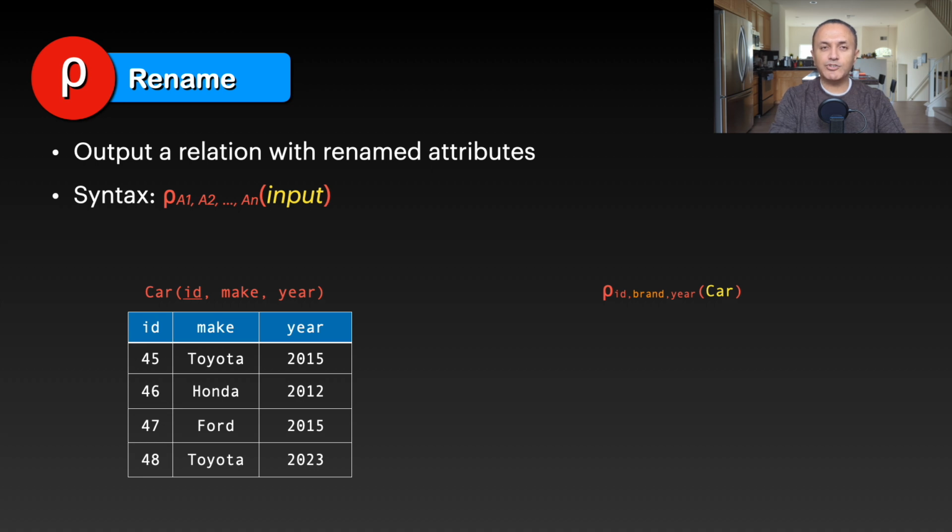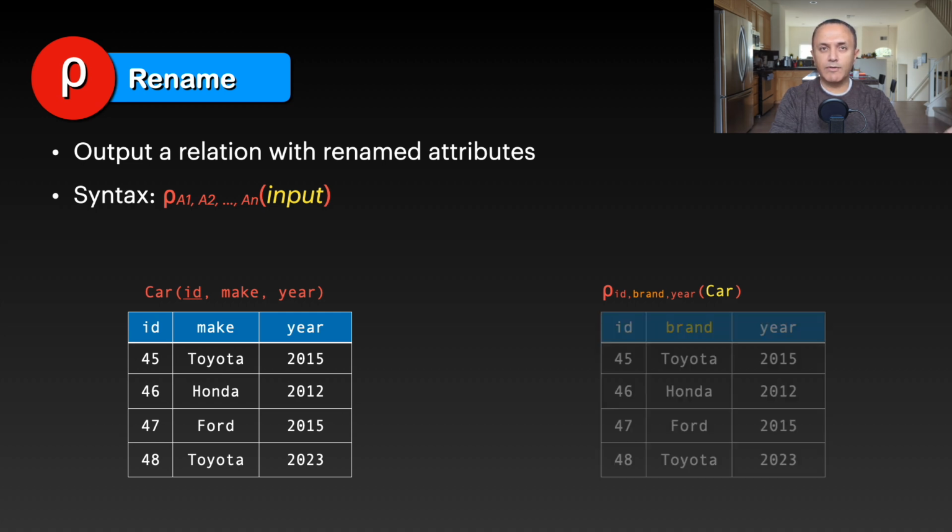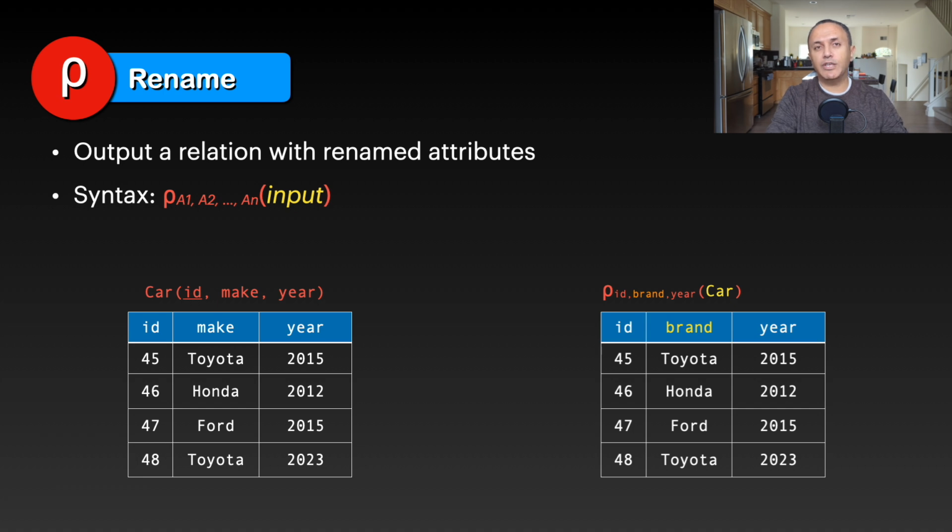So basically, we are changing the name of the middle attribute. Instead of make, we're going to change it to brand. So the output will be the exact same relation. However, the second attribute has been renamed to brand. This does not change the car relation anyway. The car relation is as is. The output of the operation has a different attribute name.